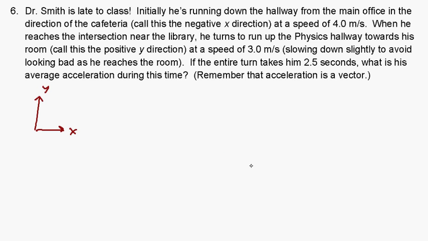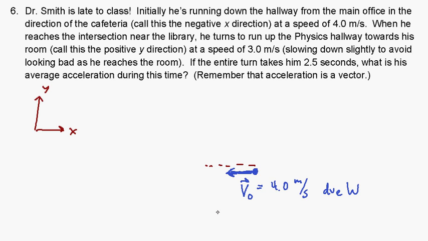So initially, I'm running from the main office in the direction of the cafeteria, so I'm going this way, to the left, at a speed of 4.0 meters per second. So I'm going to draw in my initial velocity here, pointing that way. I'll call that v naught. So v0 is 4.0 meters per second, and I'm going to call that due west, even though these aren't correct compass directions really in the school, but whatever.